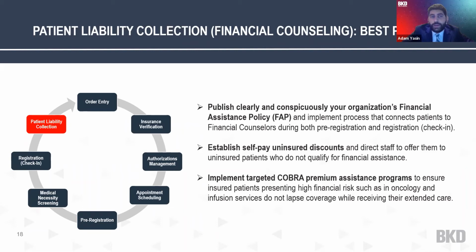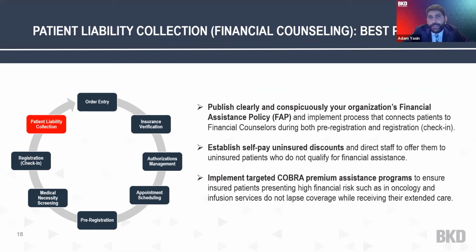So we're going to go through a few best practices to think about for our patients who may need financial counseling services. So you obviously want to, and of course this is an ACA mandate, publish clearly and conspicuously your organization's financial assistance policy and implement a process that connects patients to financial counselors during both pre-registration and registration check-in.